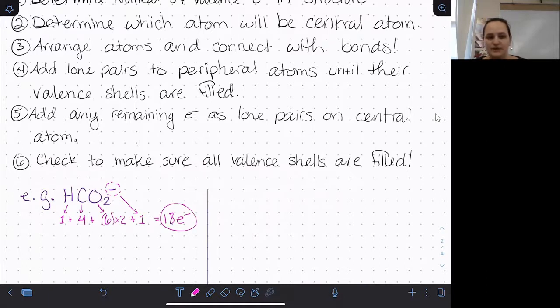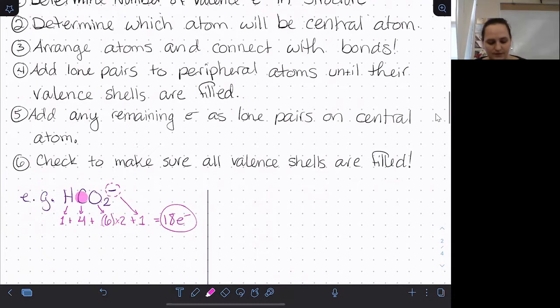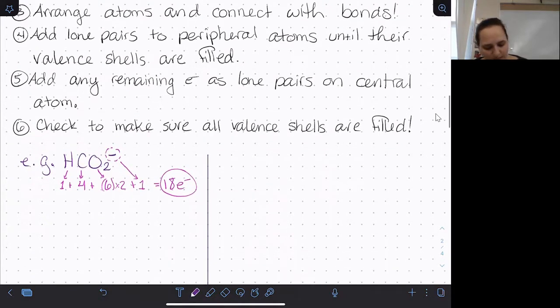Now we need to figure out what is going to be the central atom. We have 2 unique atoms here. We have hydrogen and carbon, but hydrogen can never be a central atom because it can't form more than 1 bond. So our central atom is going to be carbon. And now we can arrange things. So if we put carbon in the middle, 2 oxygens and a hydrogen connected to that. So at this point we have gotten up through step 3 in our process.